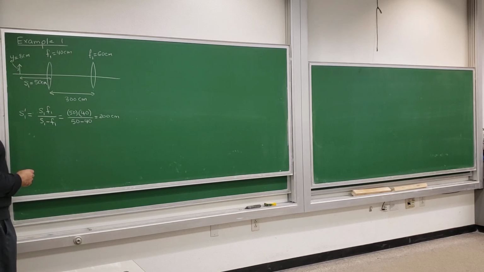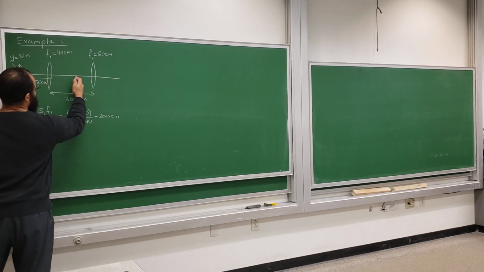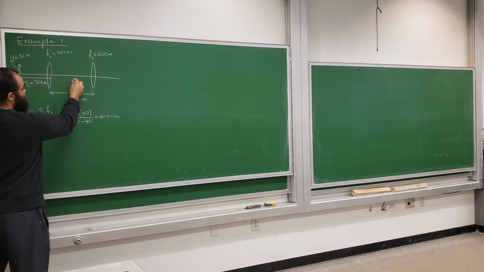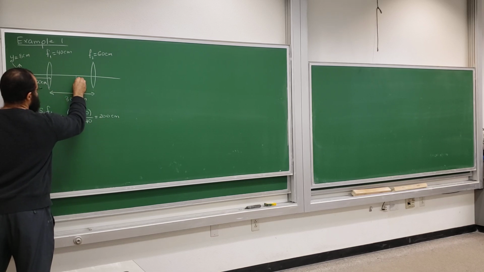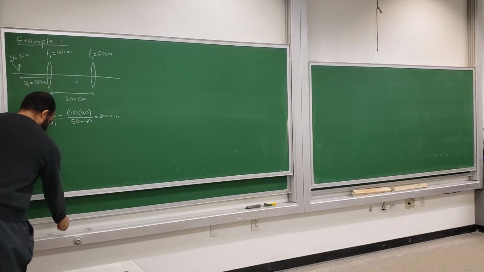So where is this image? It's 200 centimeters. This is 300, so it would be 200 centimeters to the right of this lens, correct? So it would be somewhere here. It's going to be an inverted image.